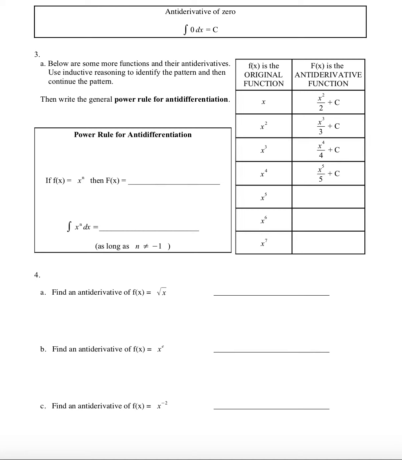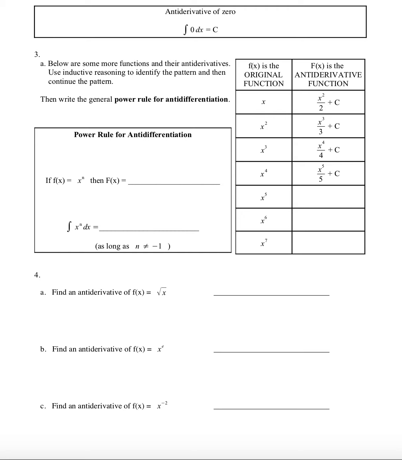Below are some functions and their antiderivatives. Use inductive reasoning to identify the pattern, and then continue the pattern. So we see that x has an antiderivative of x squared over 2 plus c. X squared has an antiderivative of x to the third over 3 plus c. And x to the third has an antiderivative of x to the fourth over 4 plus c.